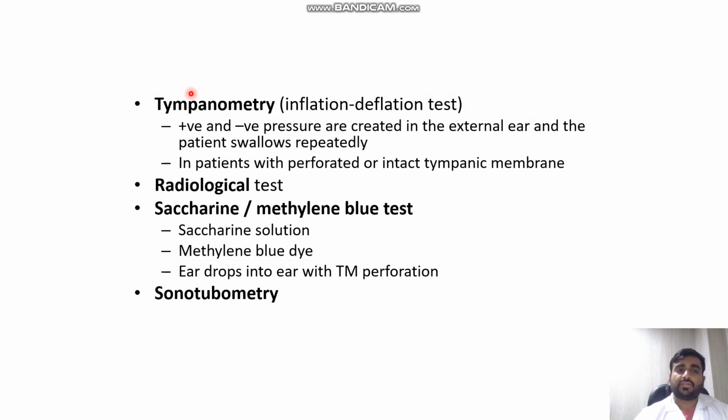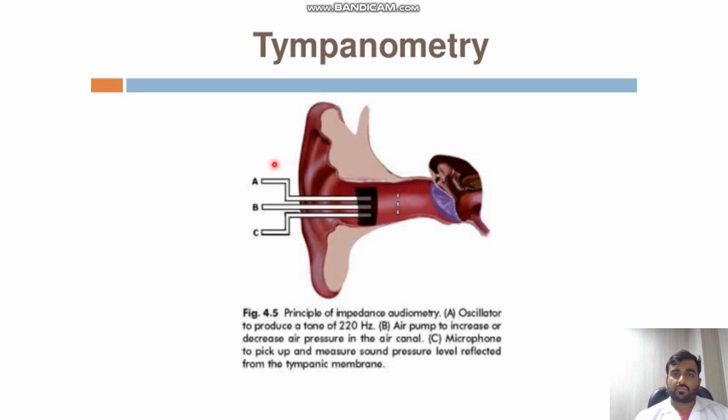Now we are discussing tympanometry, or the inflation-deflation test. In the tympanometry test, positive and negative pressure is created in the external ear and the patient is asked to swallow repeatedly. This test is done in patients with a perforated or intact tympanic membrane. There are also radiological tests, and tests for mucociliary drainage and secretion using saccharin, methylene blue dye, or ear drops instilled through a tympanic membrane perforation.